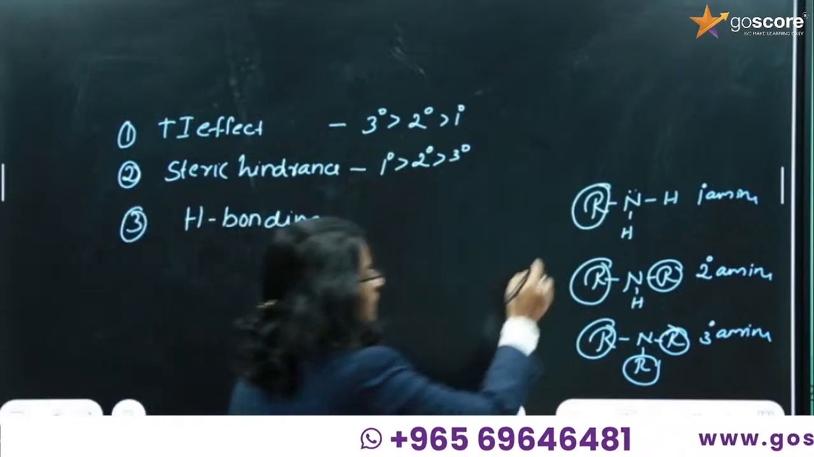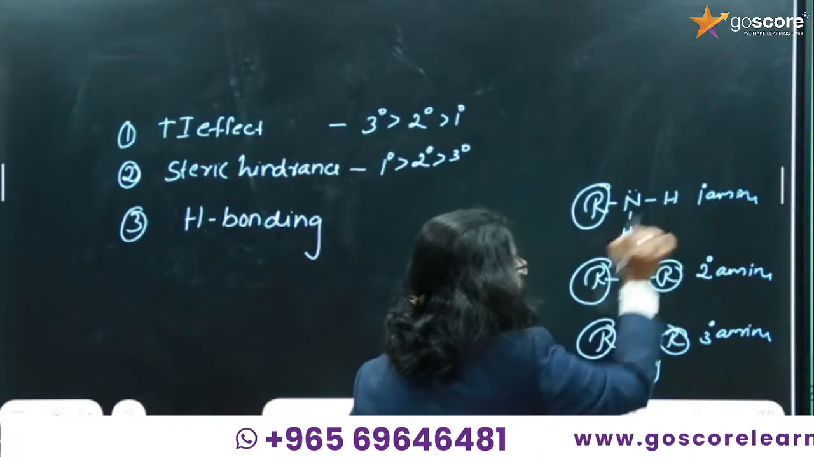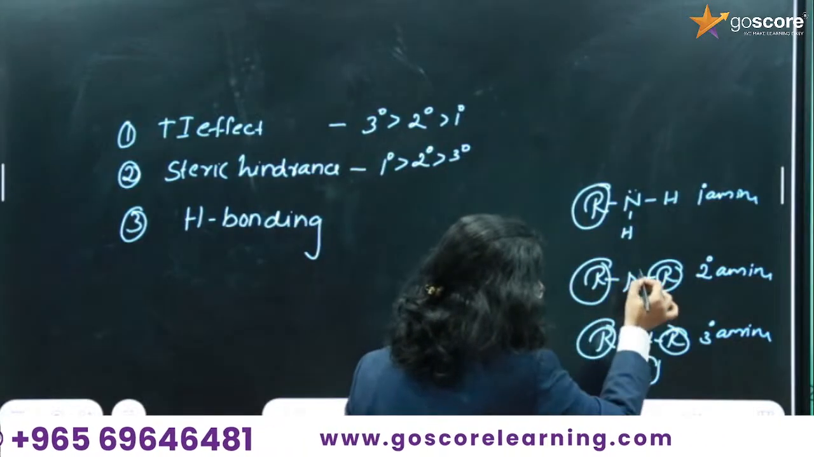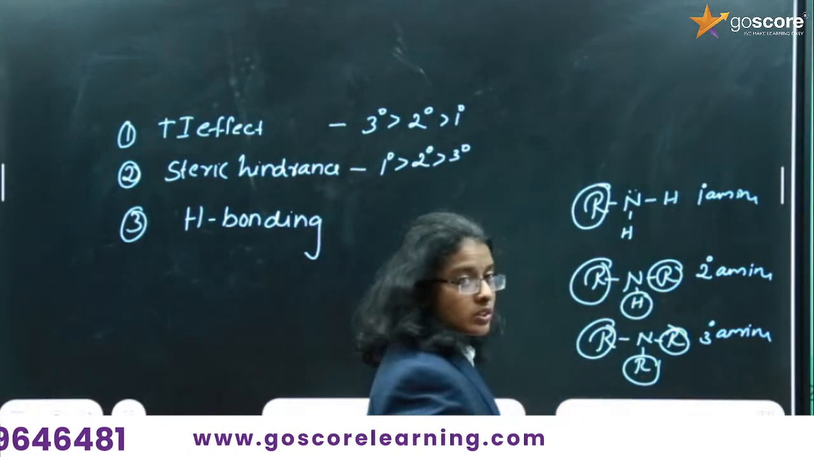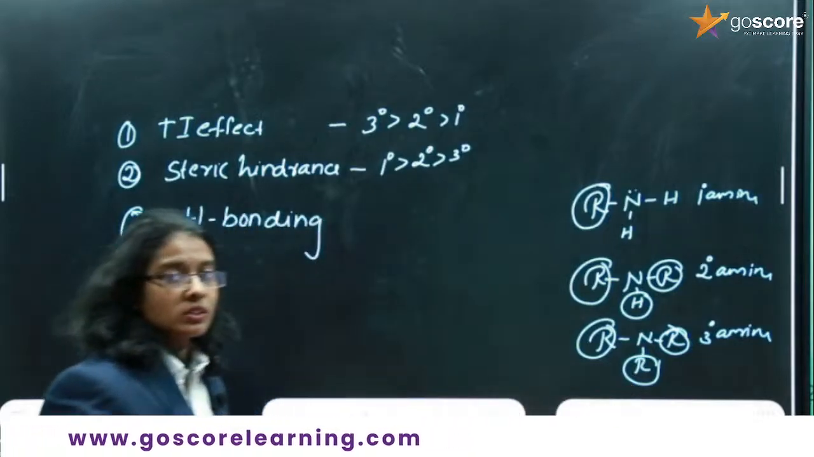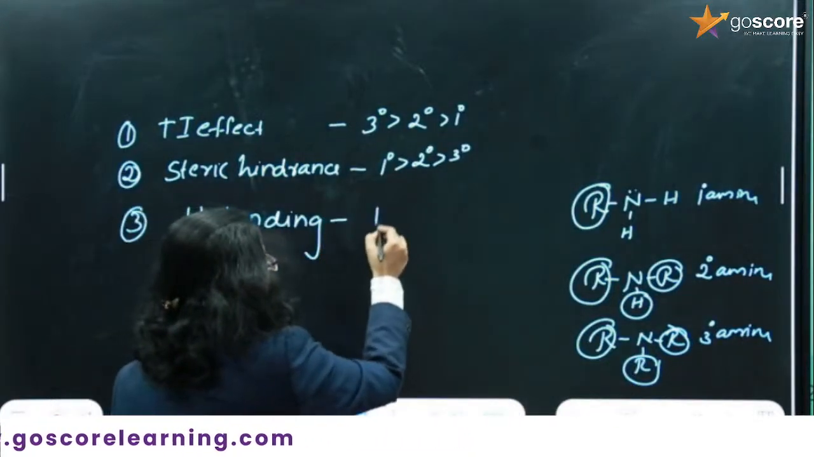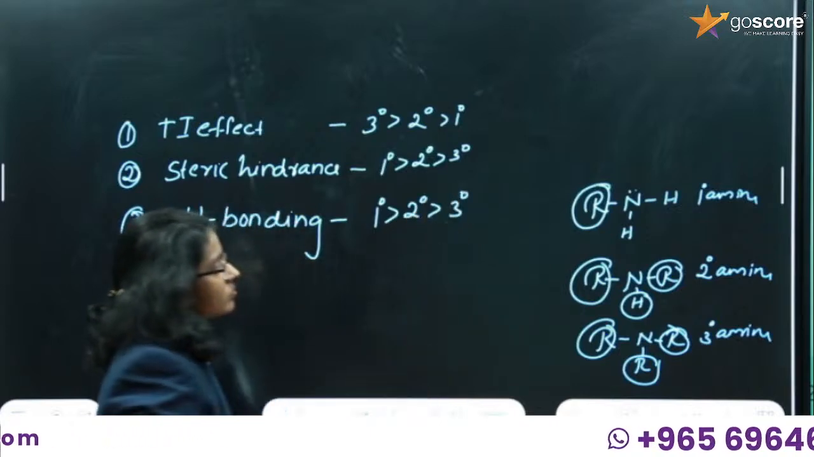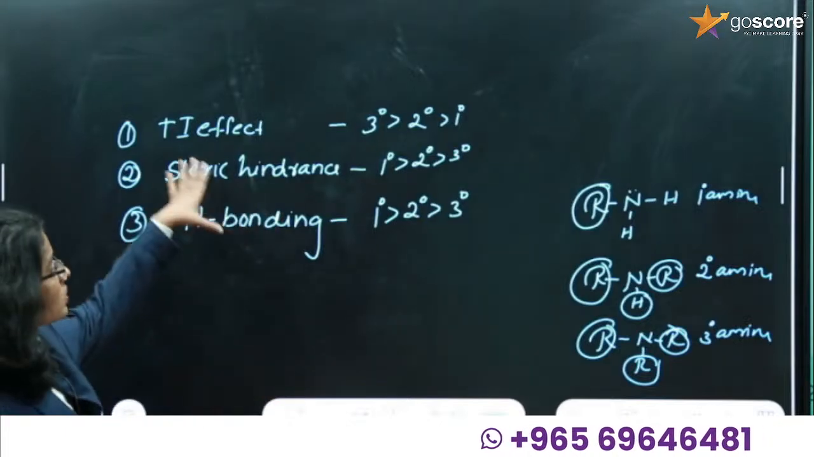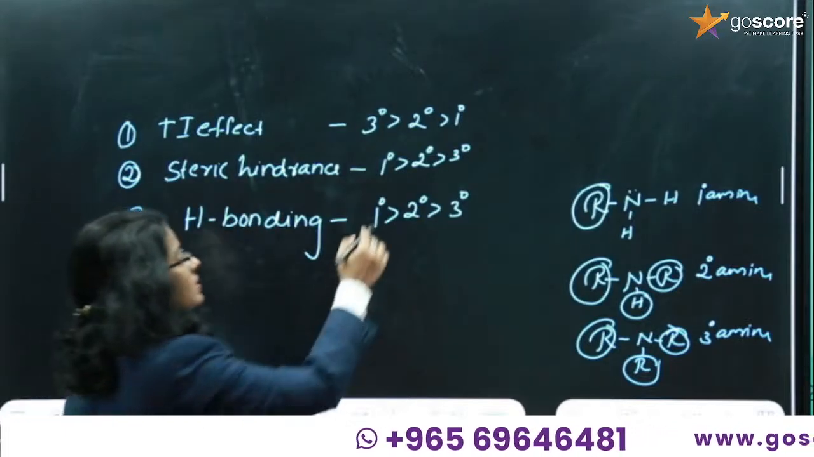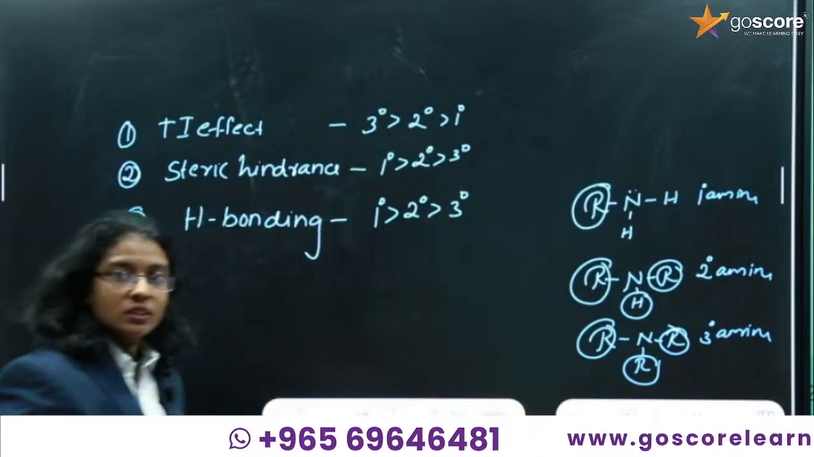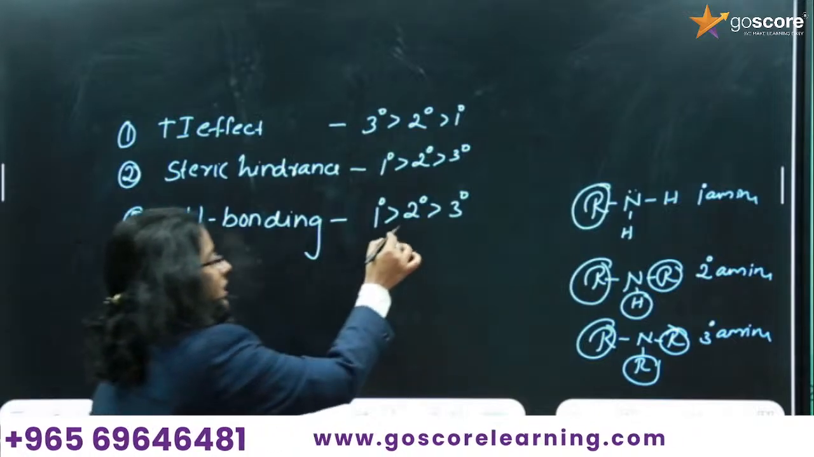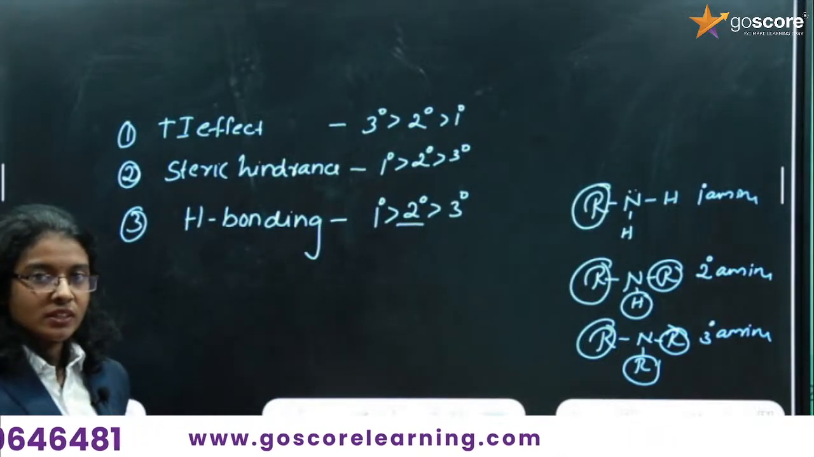Then on comparing these three, hydrogen bonding is more on primary. The secondary amine has only one hydrogen. For tertiary amine there is no hydrogen. So the order will be primary greater than secondary greater than tertiary. On comparing on the basis of these three factors, we can see that secondary amine is common in three of these cases. Scientifically, it is proved that secondary amine is more basic.